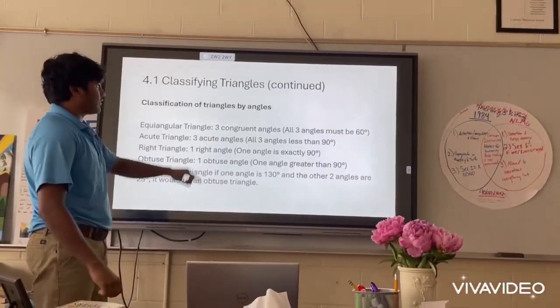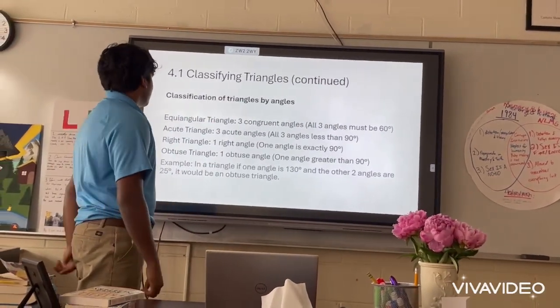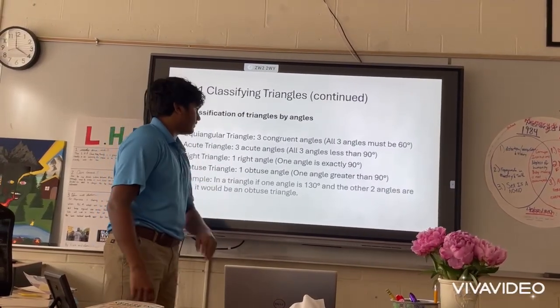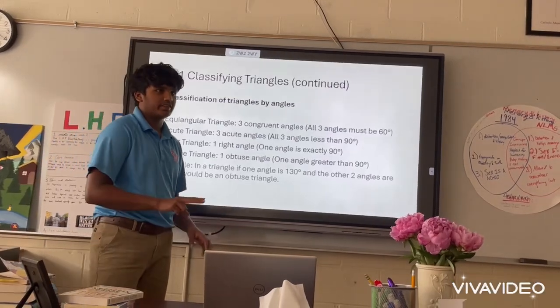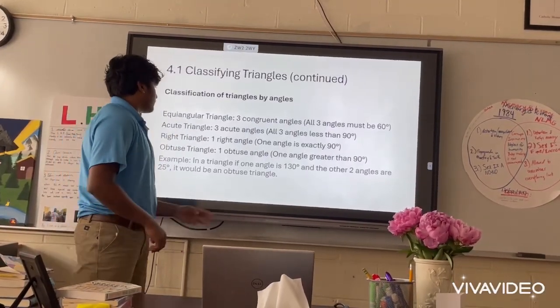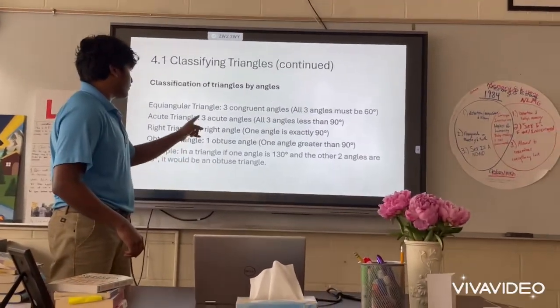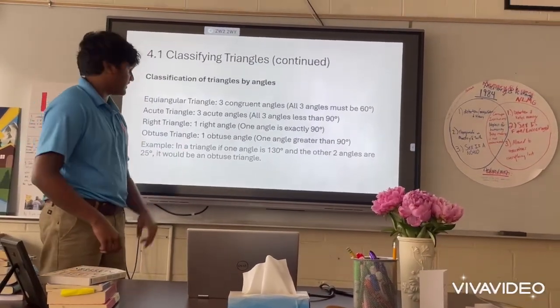4.1 classifying triangles continued. The classification of triangles by angles. Equiangular triangle: three congruent angles. All three angles must be 60 degrees, no less, no more. Acute triangle: this has three acute angles. All three angles must be less than 90 degrees.